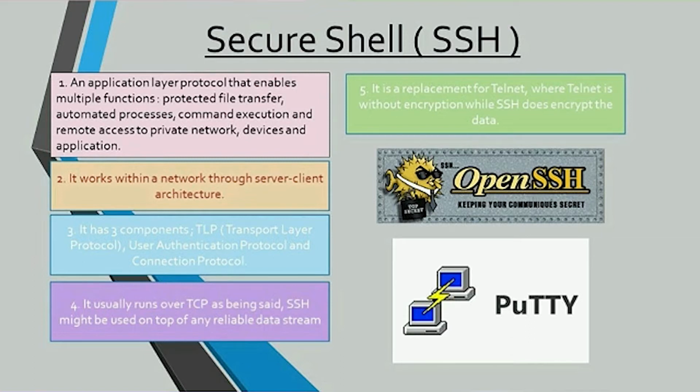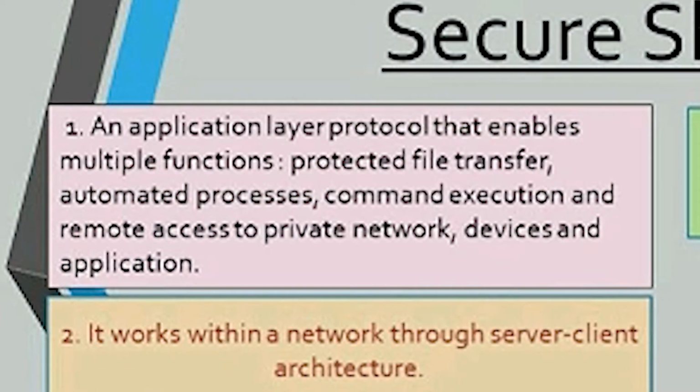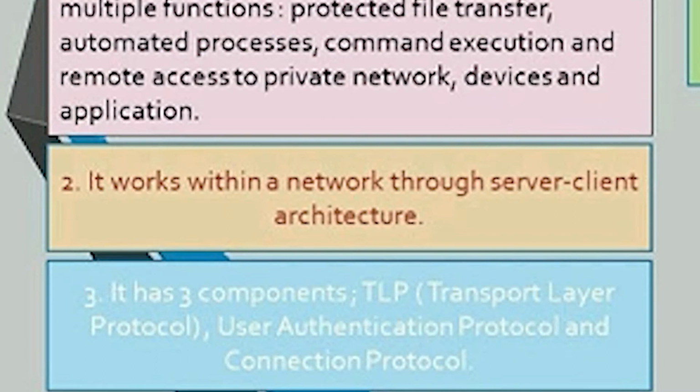So what is SSH actually? SSH is an application layer protocol that enables multiple functions such as protected file transfer, automated processes, command execution, and remote access to private networks, devices, and applications. Besides, it works within a network through a server-client architecture.